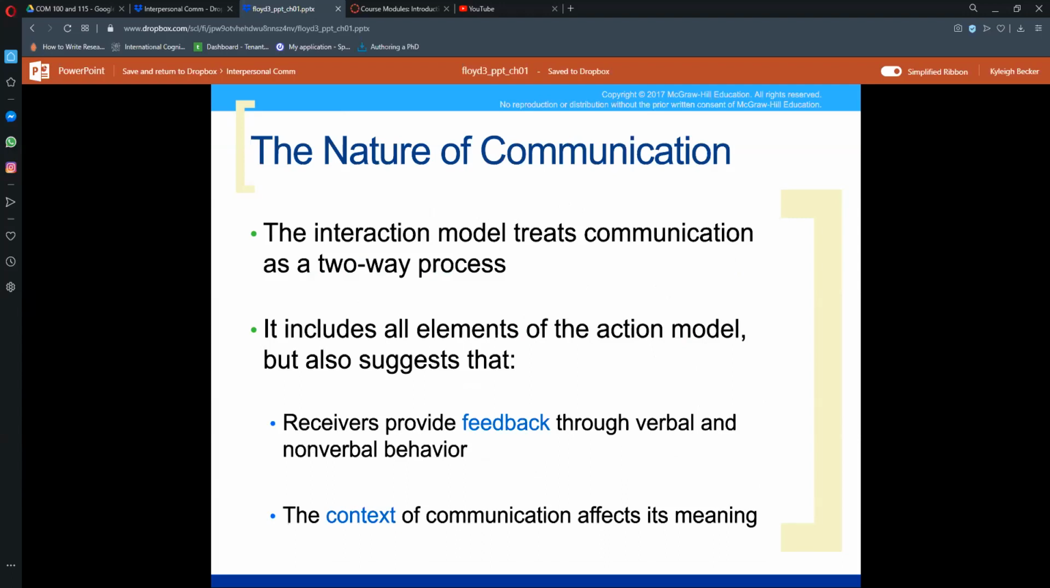And then you have the interaction model, which is a two-way process. So it's basically the action model plus you get feedback through verbal and nonverbal behavior. The person would respond and be like, wait, I heard bat, or what are we talking about? So then the sender would be like, oh no, cat, like C-A-T, not B-A-T. And then the context of your communication will affect its meaning in the interaction model.